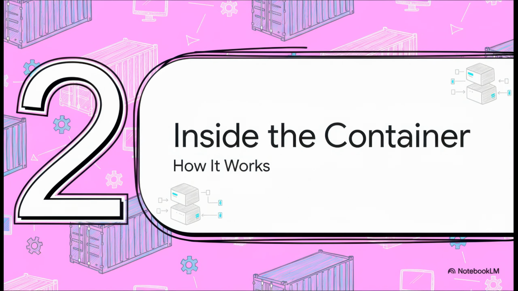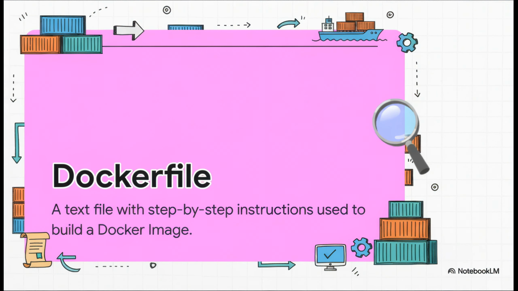Okay, so we get the big idea, the what. But how does this whole digital shipping thing actually work under the hood? Well, it all really boils down to three key parts. Let's walk through them, and we'll keep our shipping analogy going. First up, every good shipment needs a packing list, right? You need to know what's inside the box. In the Docker world, this is called a Dockerfile. And don't let the name scare you. It's just a simple text file.